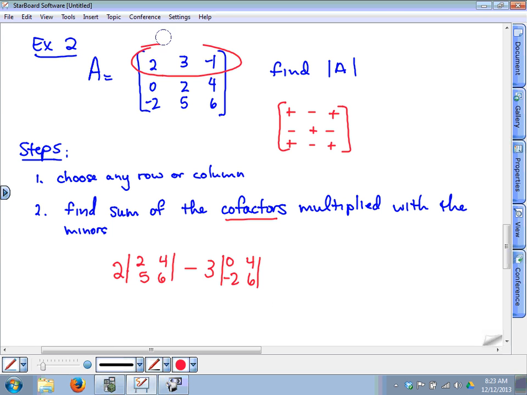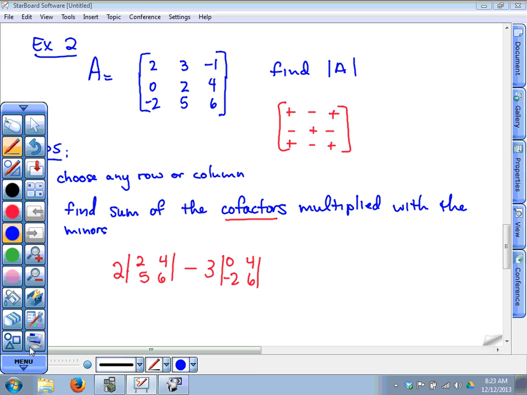Let me see if I can figure out a way to lock this so I can write on it and then erase it. What was that top row now? 2, 2, 3. Hold on now.